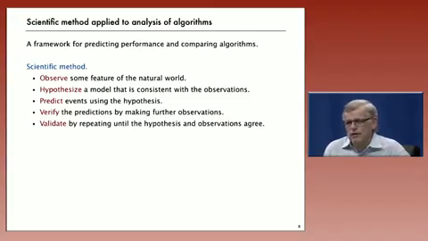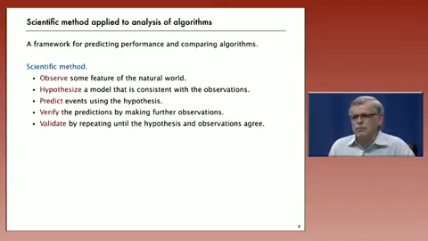And we're going to hope that that hypothesis is good enough that it'll allow us to predict something, usually the running time for larger problem size or on a different computer. And then we'll verify the predictions by making more observations and validate until we're comfortable that our model, hypothesis, and observations all agree. That's a way to get comfort that we understand the performance of our programs.